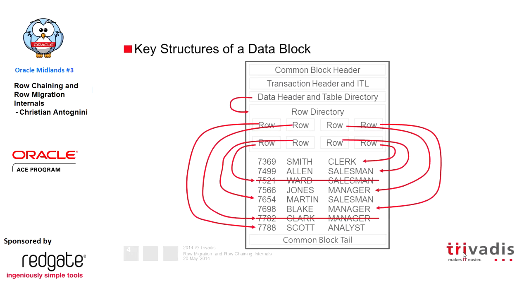The point is that inside the row directory you have the offset inside the block where the row is actually stored, and that offset can change. So this is basically a regular database block.